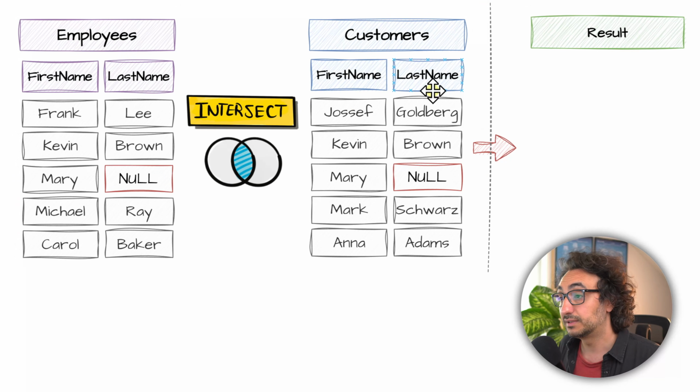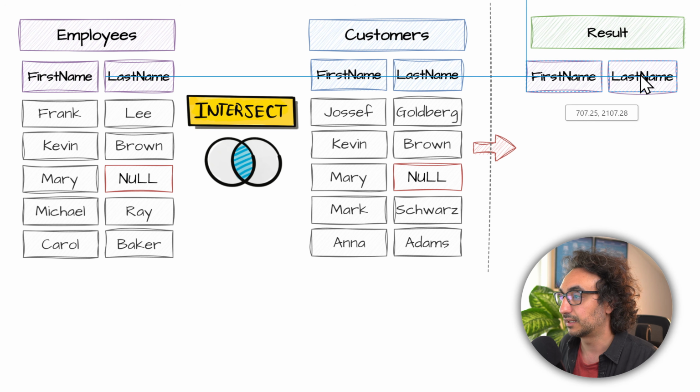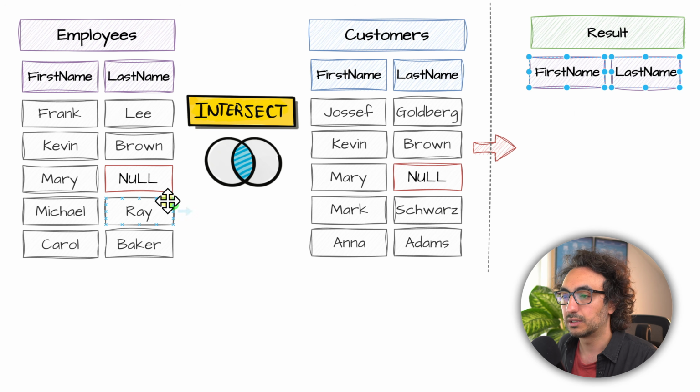Okay, again, our 2 tables, and now we are doing intersect. So as usual, SQL is going to take the columns from the first query, and now we're going to find the common data between those 2 results. It's going to do it row by row. So we have the employee Frank. Do we have him as a customer? No. So he will not be in the output.